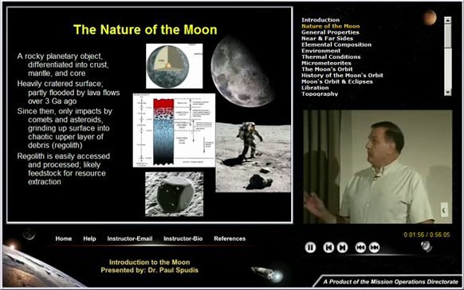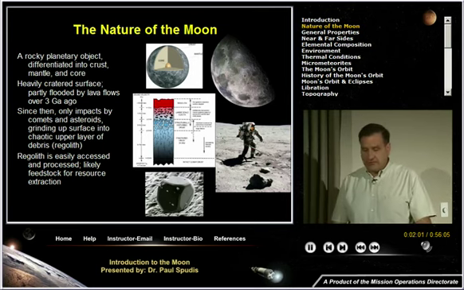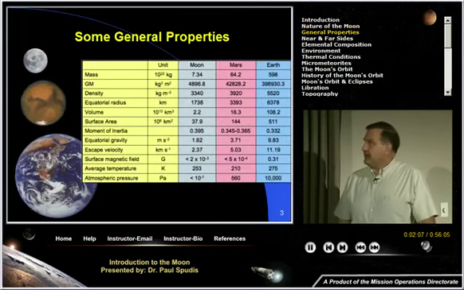The regolith is important because that's what we study and that's what we sample, and that, of course, will provide the feedstock for any resource processing that we might do on the moon. Now, compare the moon to some of the other terrestrial planets. These are some general properties. I put these on for your reference. I don't expect anyone to memorize them.